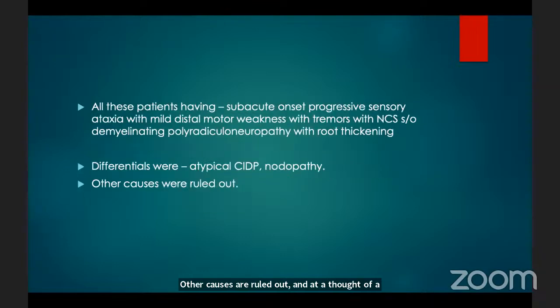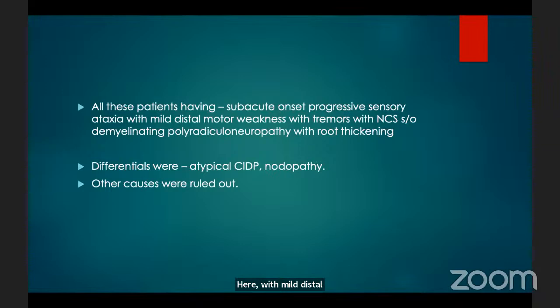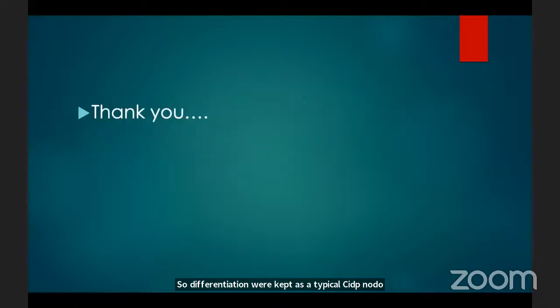To summarize all the three cases, these three cases have a similar kind of presentation with subacute onset and progressive, predominantly sensory ataxia with mild distal motor weakness, more than the proximal weakness, with postural tremors, with NCV showing demyelinating polyradiculoneuropathy with root thickening. So differentials were kept as atypical CIDP, nodopathy, and the other causes in these patients were ruled out. Thank you.